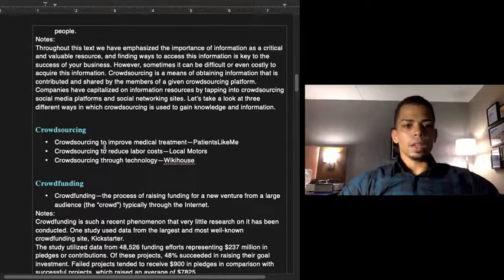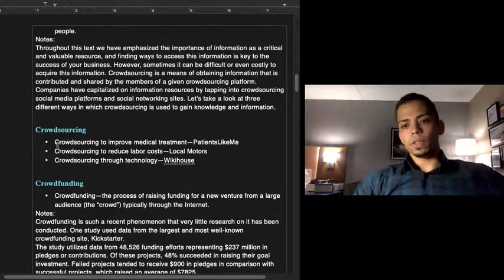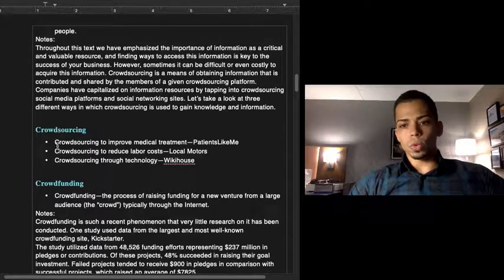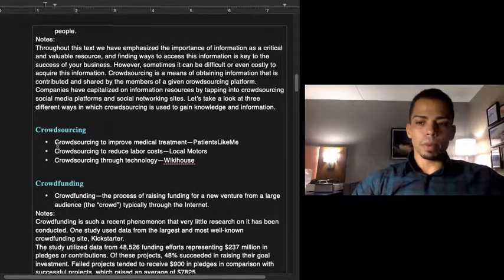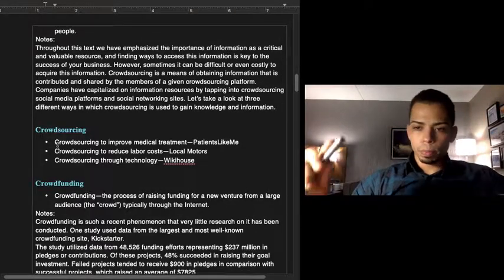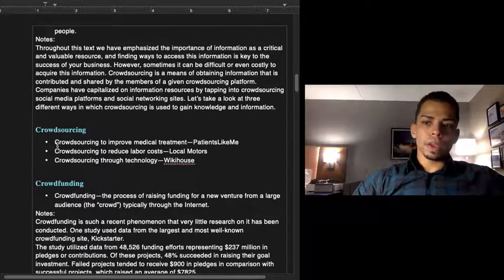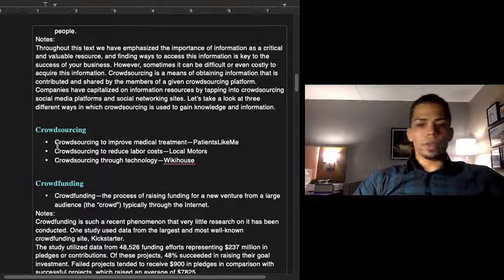So Patients Like Me is a crowdsourcing website that allows patients to share medical treatment alternatives, and then they're able to monetize this platform by selling that information to the pharmaceutical companies that come up with solutions for these problems. Then we have Local Motors, who allows you to participate directly in the manufacturing process by telling them exactly what you want in the vehicle of your choice, right? So you can customize the features. WikiHouse does the same thing, but allows you to build houses through their 3D printing platform that they have available.